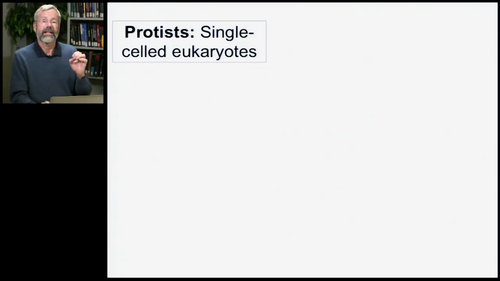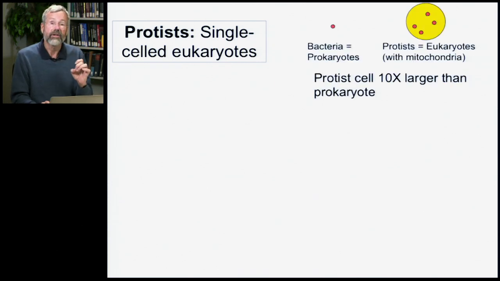Now let's turn to the origin of multicellular organisms. Eukaryotes originated in a single cell, and they're called protists. Protists now have the mitochondria inside them. They're much bigger than any bacteria that came before. So a protist cell is about 10 times larger than a prokaryote, that'd be all the bacteria. So they're big enough to have the mitochondria living inside them.